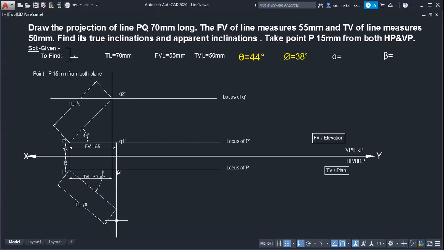We got this. So here also we can draw the locus. Now only two angles remain, alpha and beta. What can we do now?